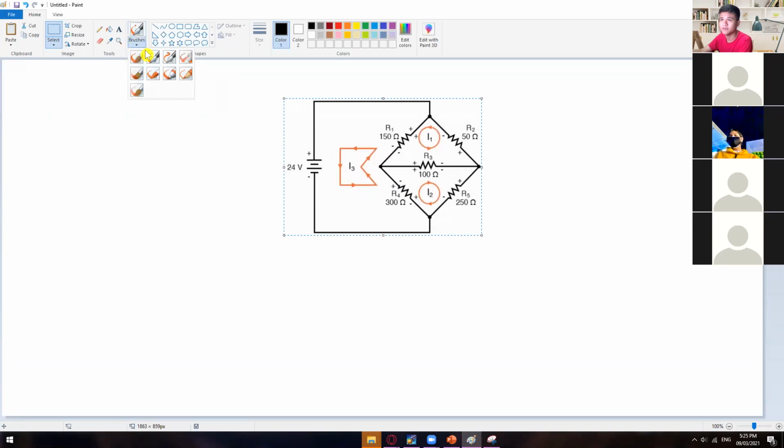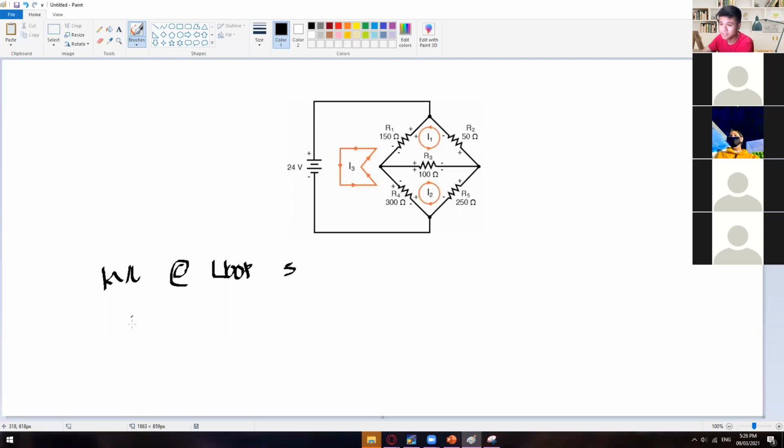Okay, so KVL at loop 3. We have here positive 24 volts and then negative 150 I sub 3. Again, we should add up those two currents since they are flowing in the same direction, so I3 plus I1.